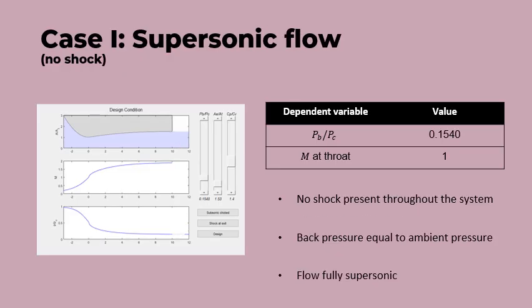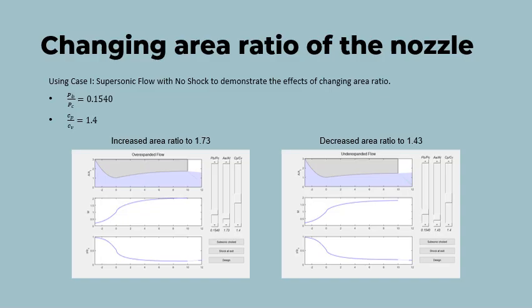Now, we reach the ideal state of the ramjet where there is no shock present throughout the system. The back pressure is equal to the ambient pressure and the flow is fully supersonic. The lack of a shock allows the ramjet to operate much more efficiently, but can be hard to precisely achieve in real-life conditions without careful design and control choices for the engine.